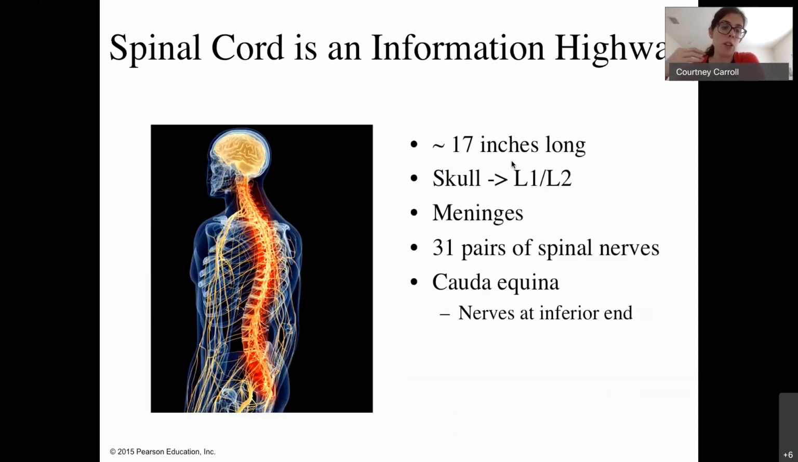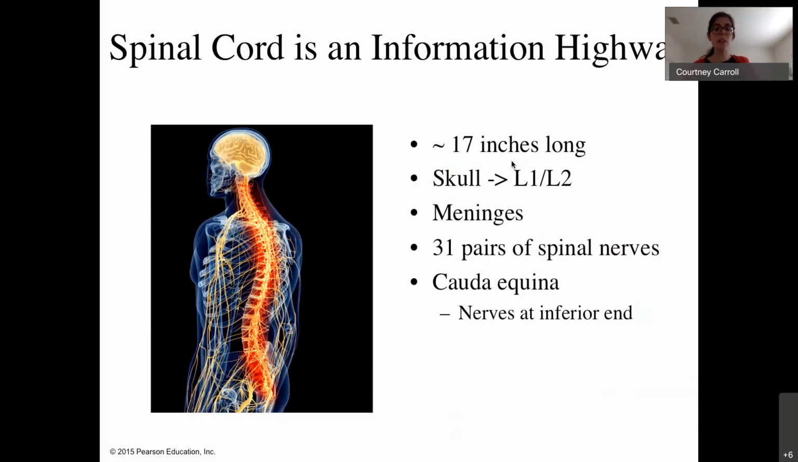Okay. So we're going to move in our central nervous system from focusing on the brain to talking about the spinal cord. Your spinal cord is the information highway of your body. It's what connects your peripheral nervous system to your brain. It's about 17 inches long. It runs from your skull. It doesn't go all the way down. It stops at around L1, L2 in your lumbar region. It is also surrounded by a layer of meninges, or 3 layers of meninges. And coming out of your spine, you have 31 pairs of spinal nerves. At the very end, the spinal cord becomes a region that's just nerves that we call the cauda equina region.